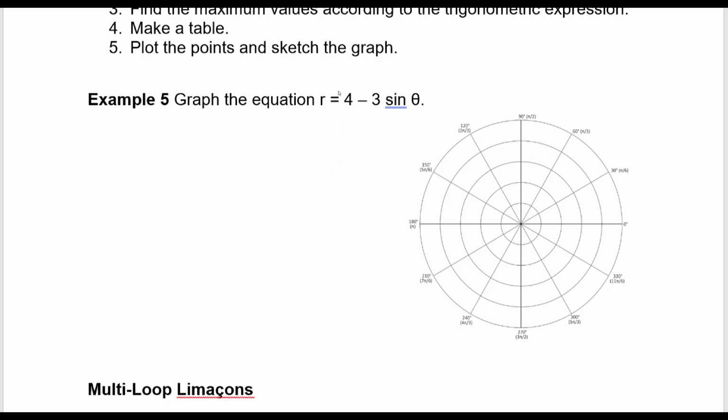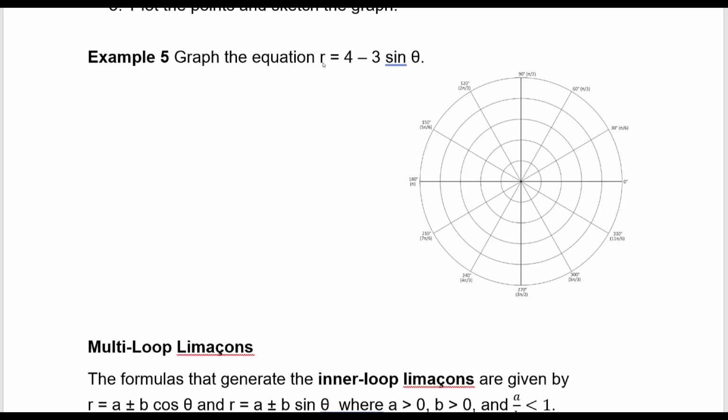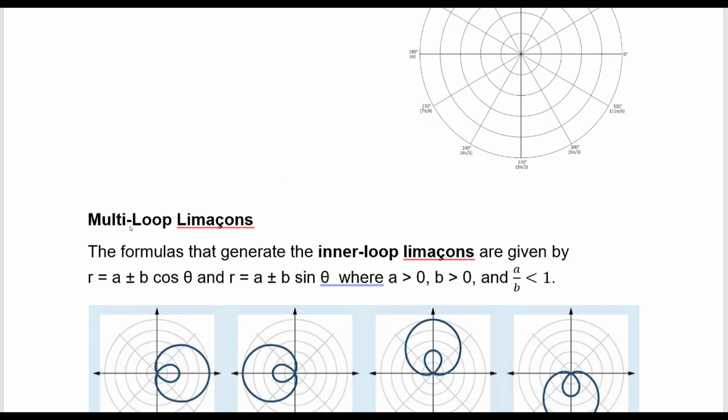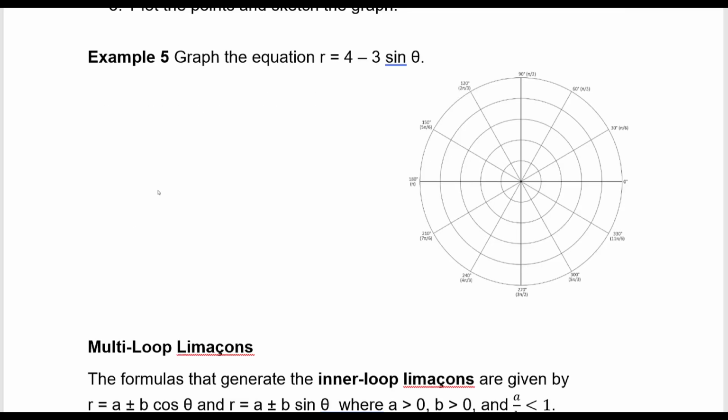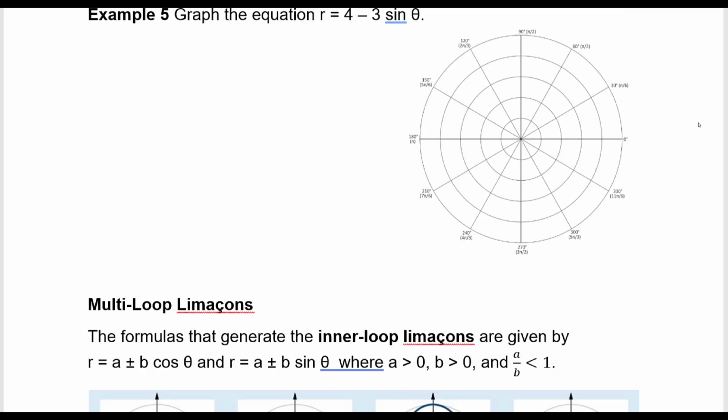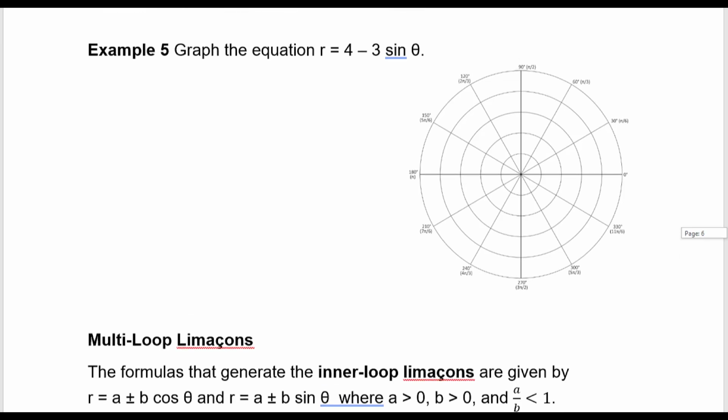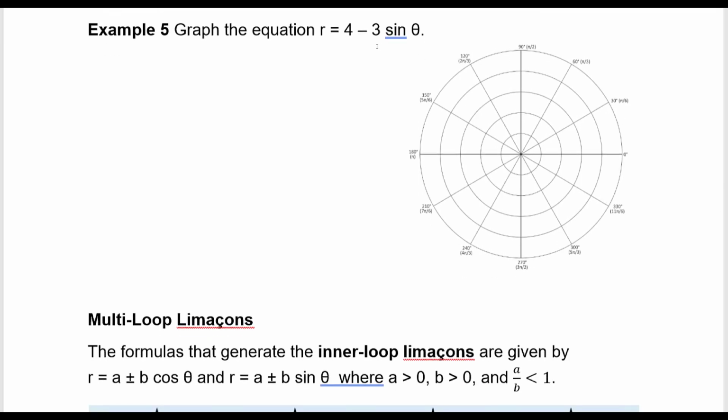So in this we're going to be looking at graphing a regular Limaçon, then we're going to look at the concept of multi-loop Limaçons. I'll see how long this video is. We may break this up into two. So graph the equation of r equals 4 minus 3 sine theta. So we're going to expect it to come down here. That was that pattern.